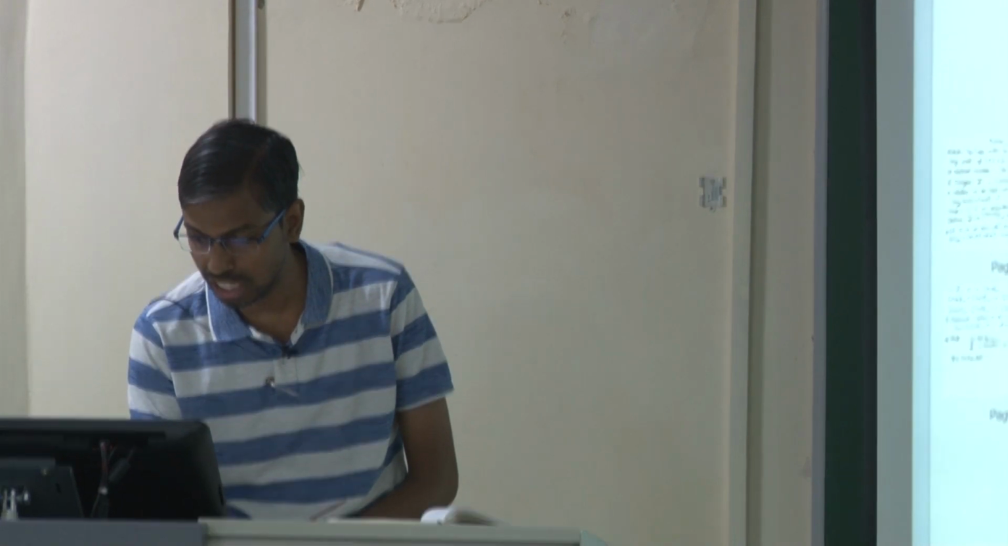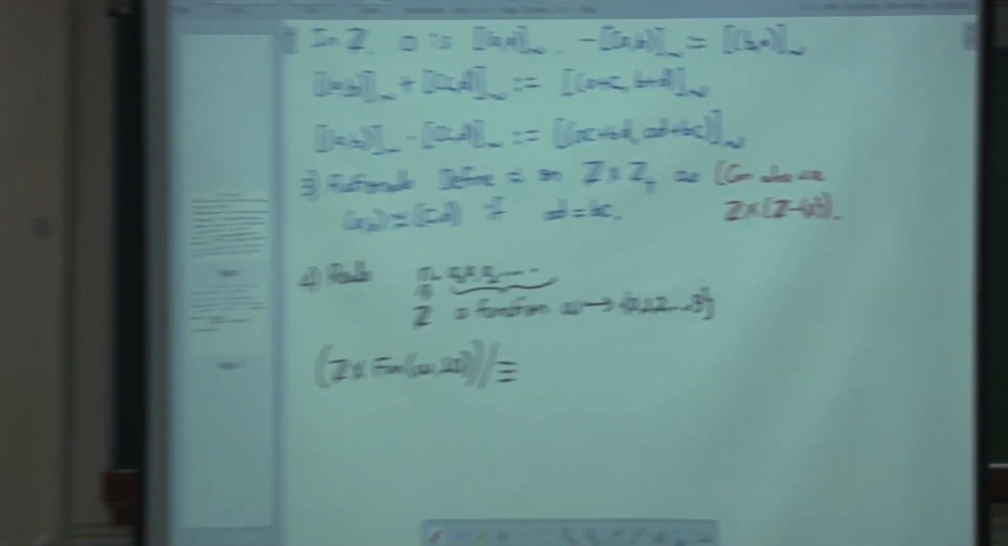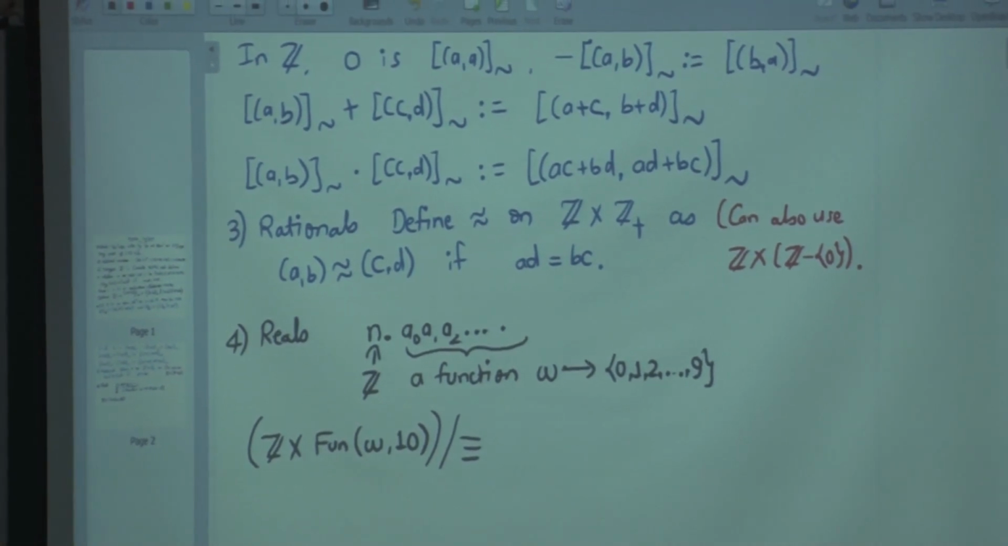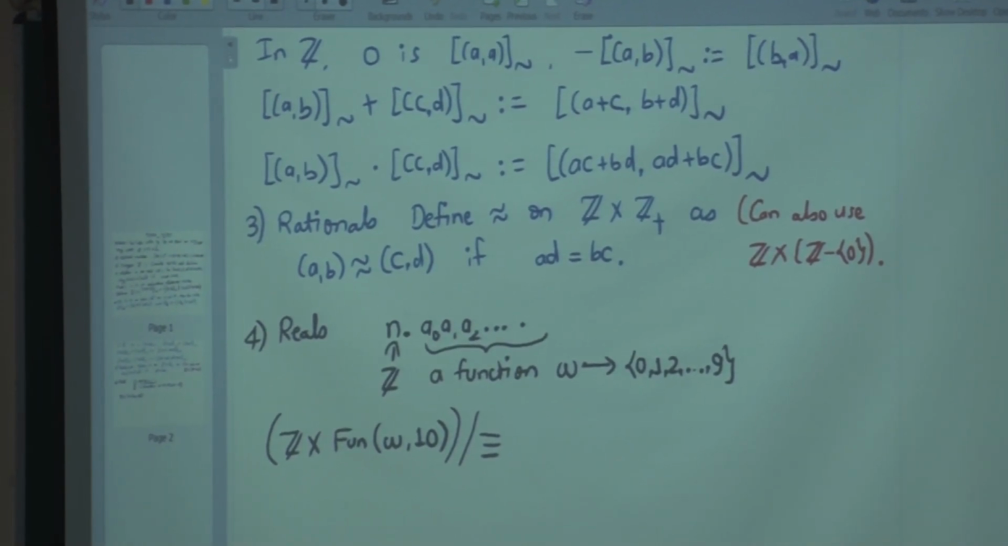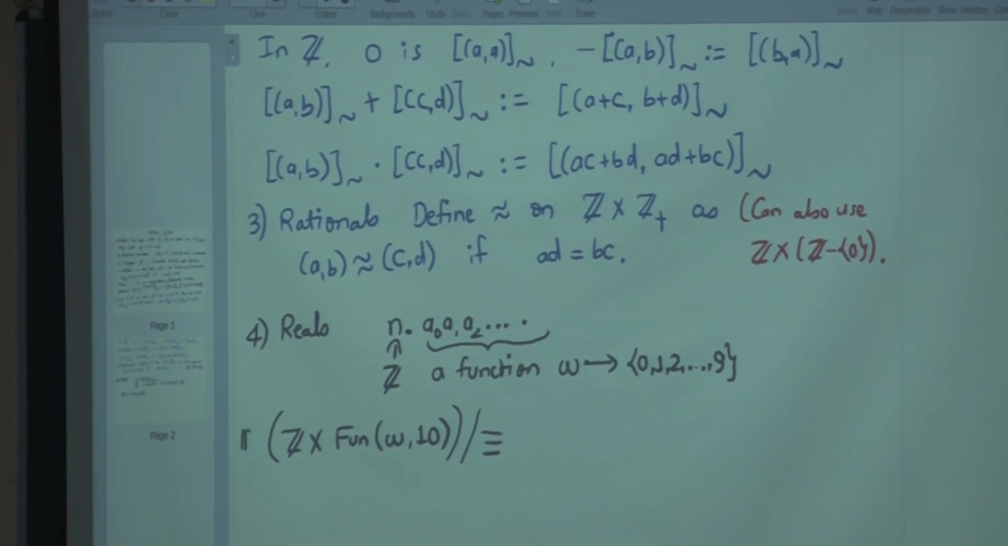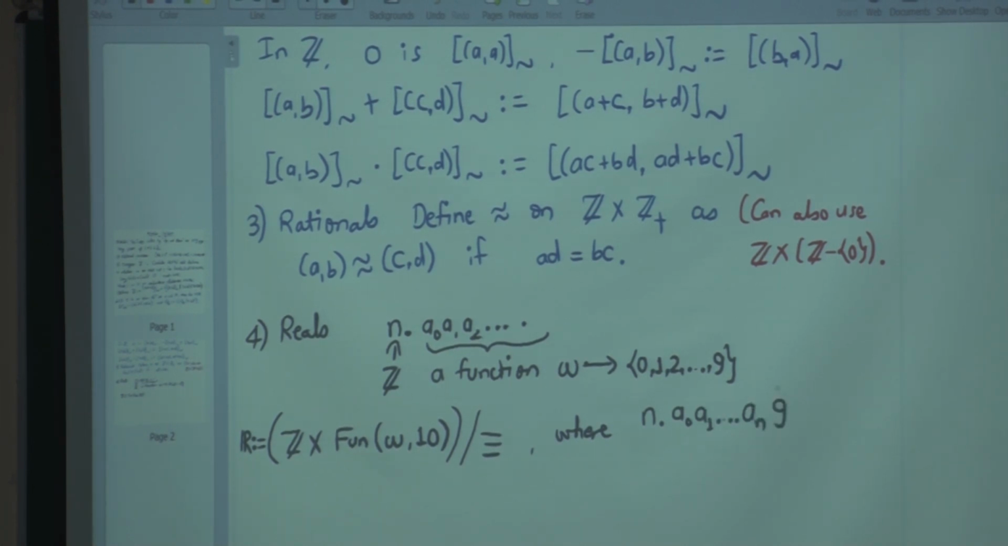So we have to quotient this out by another equivalence relation. So this is our set of real numbers where, how do you describe anything? n comma a0, a1, a2 up to an and then 99999, 99999. So this is equivalent to, what do you do?